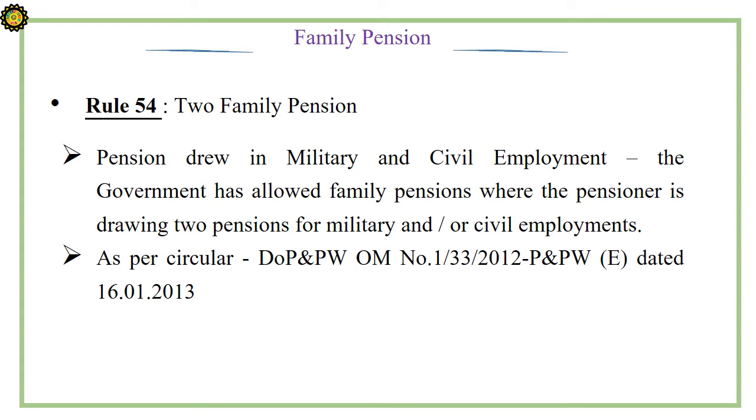Rule 54 is about two family pensions. Pension due in a military and civil employment. The government has allowed family pension where the pensioner is drawing two pensions for military and or civil employments.